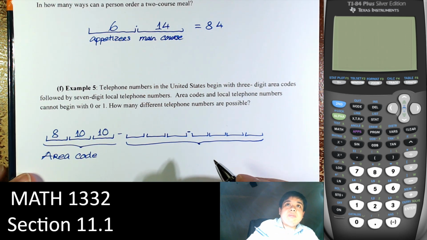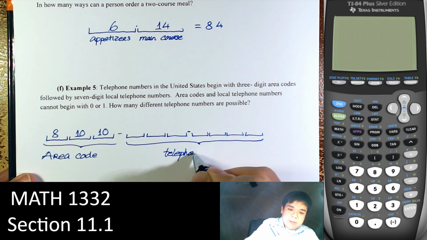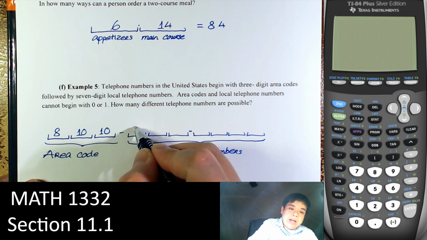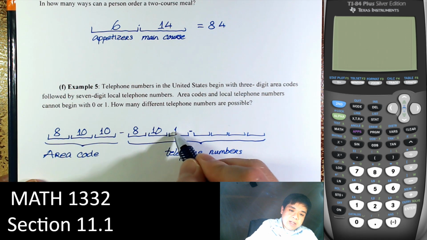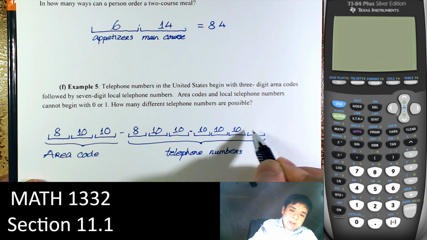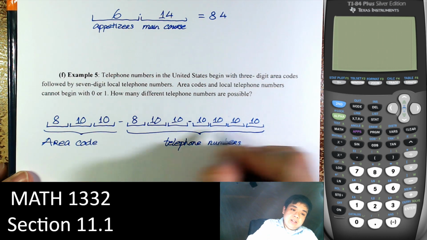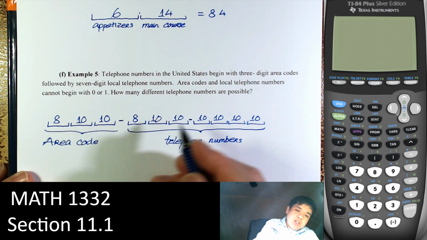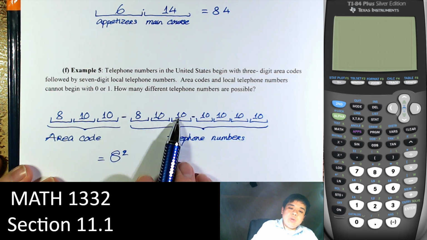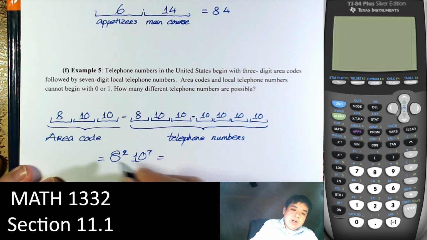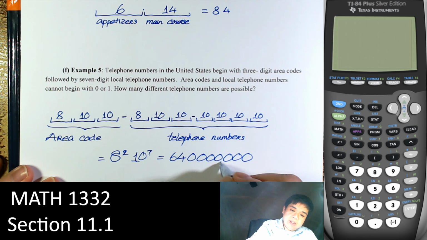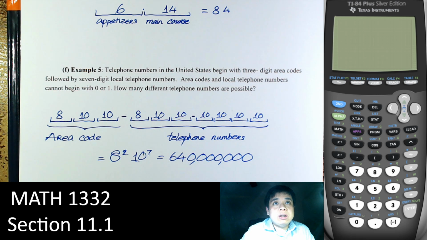And now the telephone number. It cannot start with 0 or 1. So again, there are 8 options, and everything else is 10. So when we multiply all of this together, this is a dash, not a subtraction. We have 2 eights and 1, 2, 3, 4, 5, 6, 7, 7 tens. So 8 squared is 64, and then 7 zeros, 2, 3, 4, 5, 6, 7. So that's about 640 million possible phone numbers.